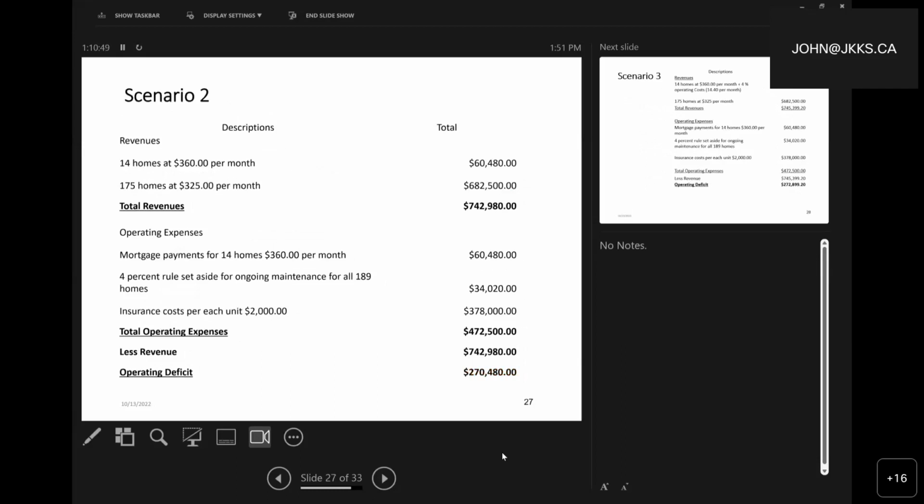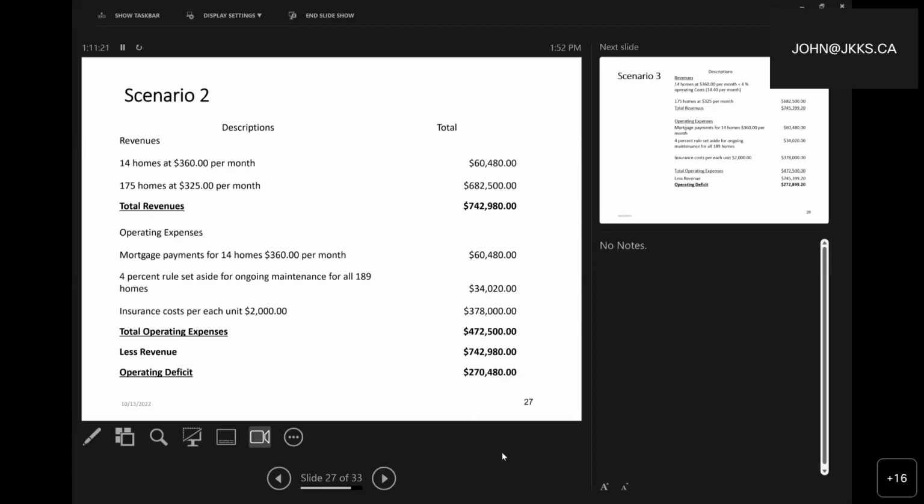So what happens on scenario 2? All right, so you're not changing the 14 at 360 because that's part of the minimum revenue contribution, but why not go out and charge $325 for the 175 homes? So just look at that number. You're pulling in $682,000, approximately $683,000.